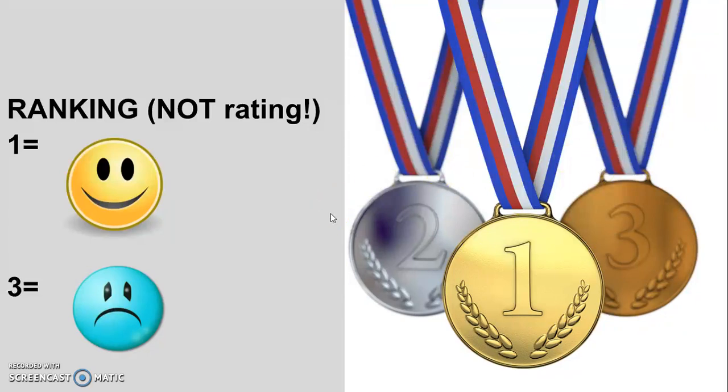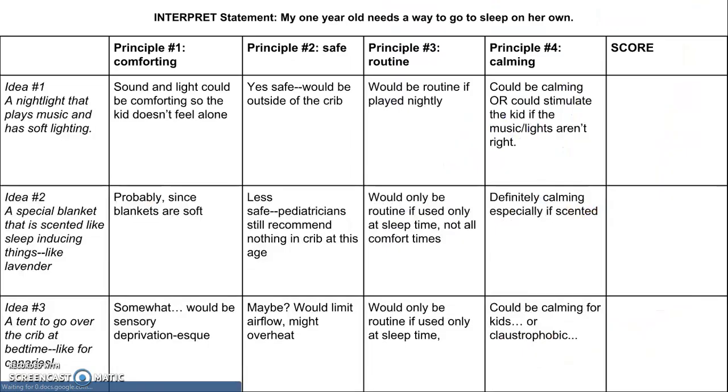If all ideas are good for one of your principles, that's fantastic. But one of them's going to be better than the others, and one of them's going to be worse than the others. If all the ideas kind of suck for that principle, one of them's going to suck the least. So whichever one is the best, or sucks the least, gets the 1, the happy face. Whichever gets the sad face, the 3, is the worst. Doesn't mean it's bad. You're not giving it a grade like an F. It just means it's the worst.